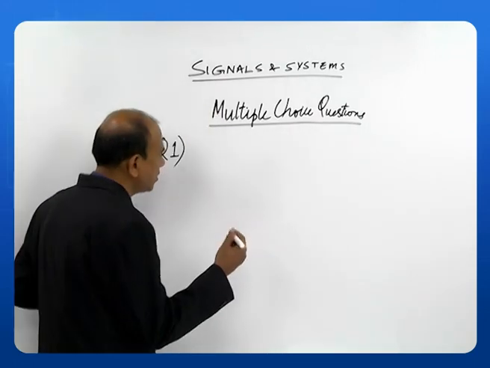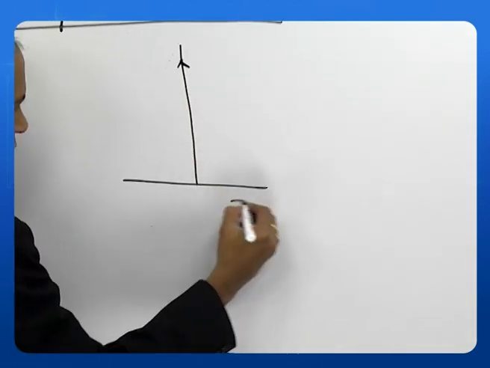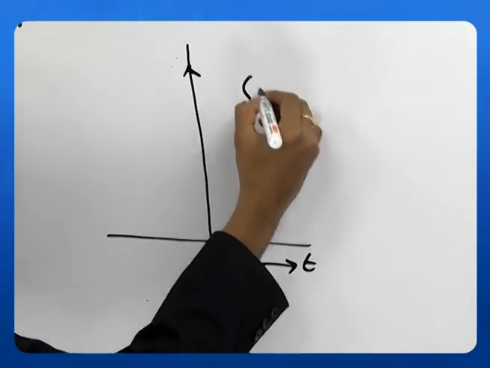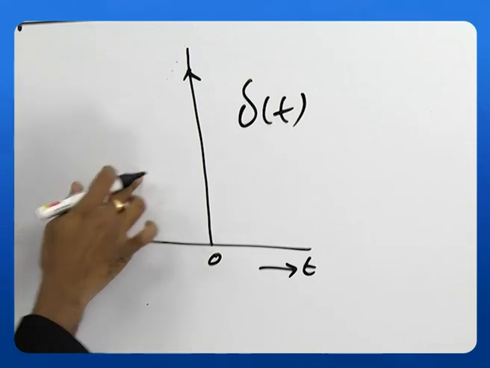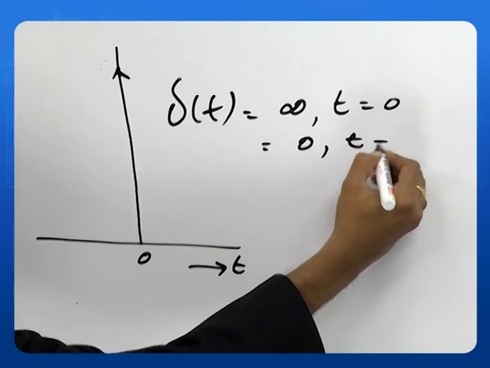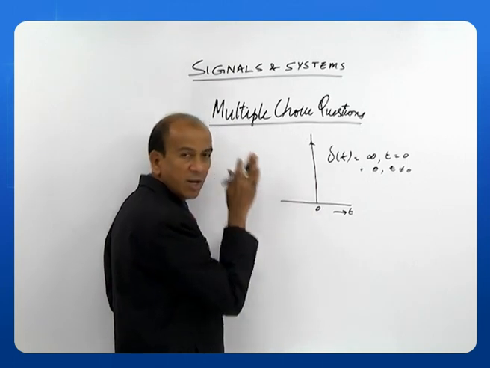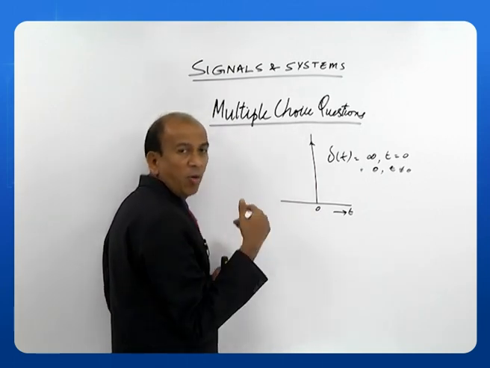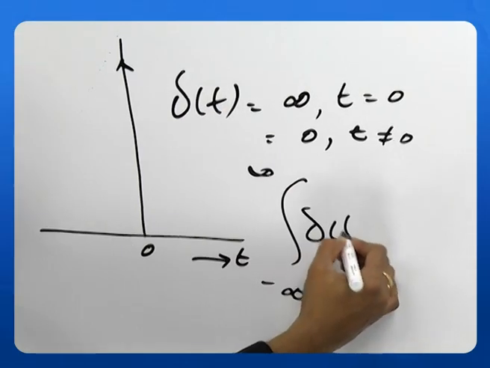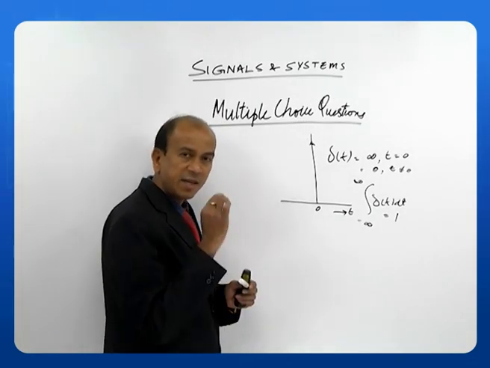So if you look at this, this is t and this is equal to 0. So delta of t, how are we defining? This is delta of t. It is infinity when t is equal to 0, and this is 0 when t is not equal to 0. That means this function doesn't exist at other places, exists only at t is equal to 0. And how do you know the area of this curve? This exists from minus infinity to plus infinity. If I calculate its area, then this will be equal to 1. So this completely defines the area of the curve.